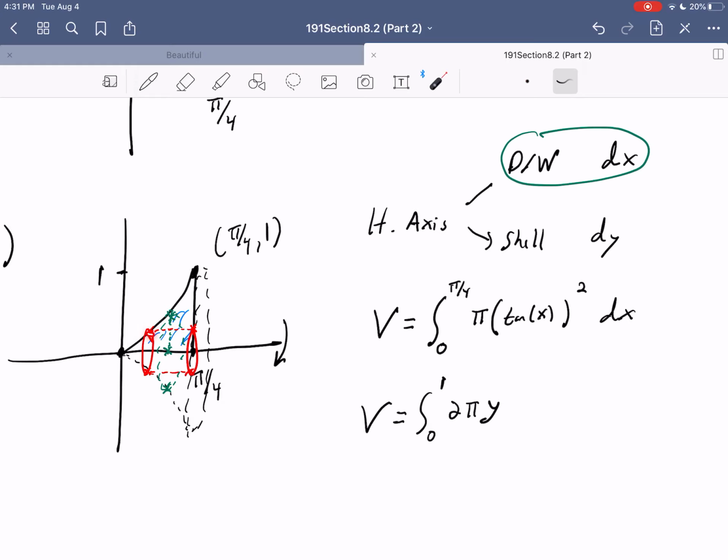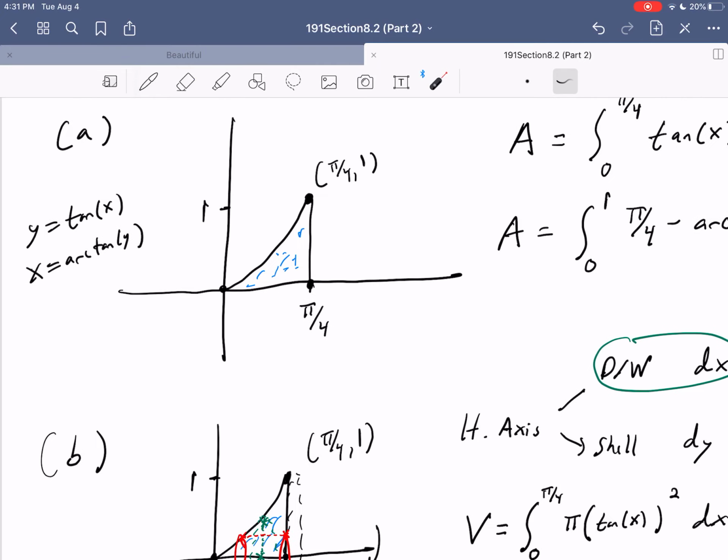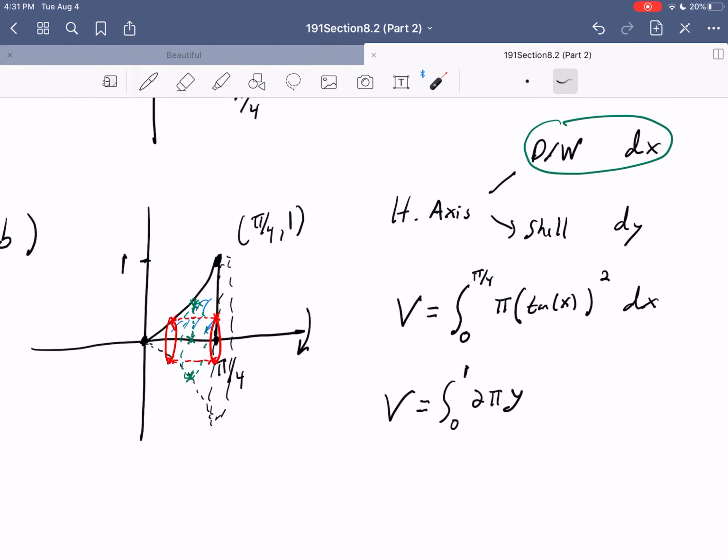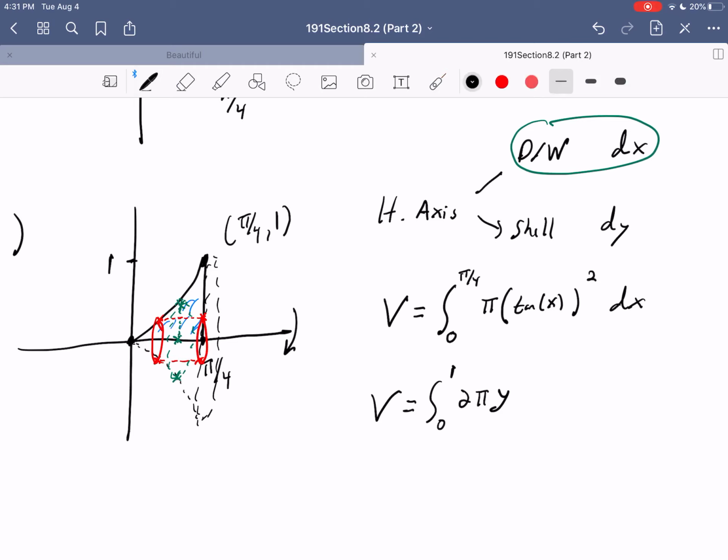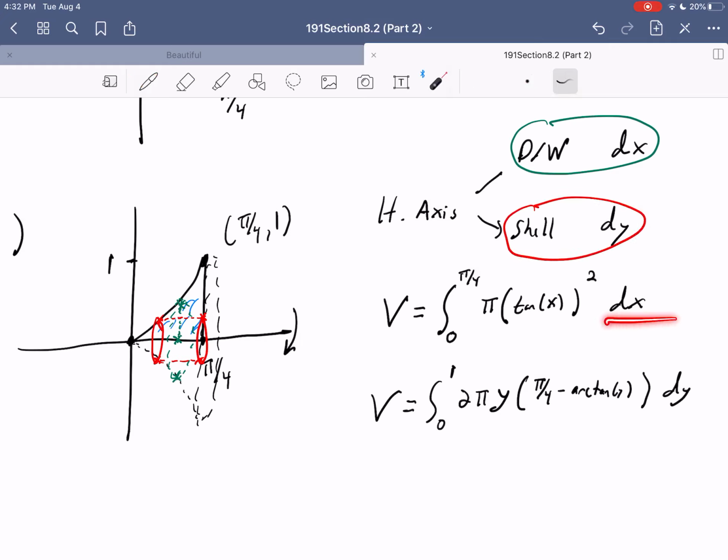And then, of course, the height, which is on its side here, is going to be measuring from our function to pi over 4. Of course, remember, we got to treat that function in terms of y, so arctangent of y. So our height here would be pi over 4 minus arctan of y, dy. So there we go. There's two volume expressions. One using disks and washers, which allowed us to work dx, and one that used the cylindrical shell method so that we could work dy.